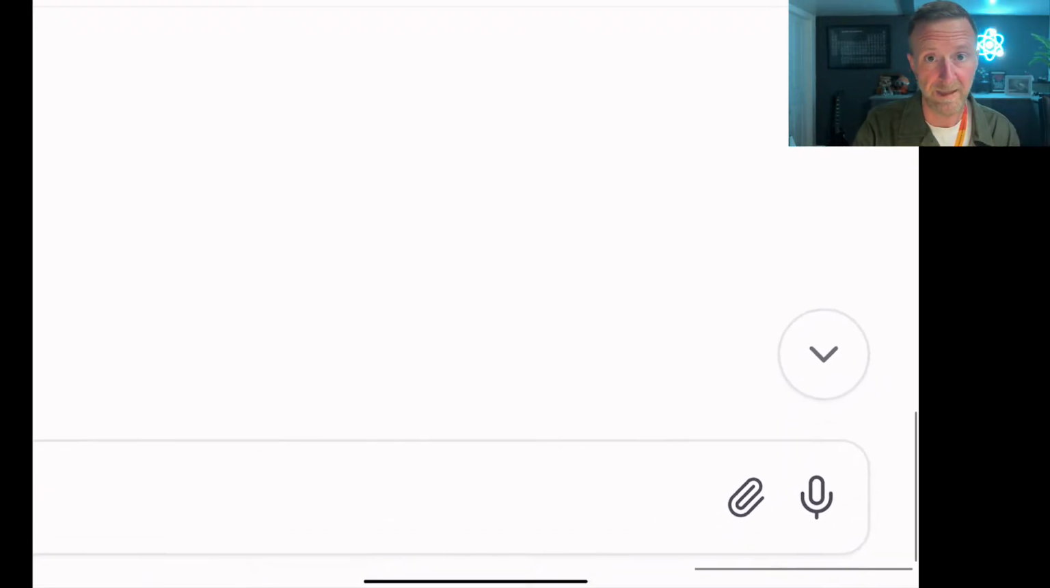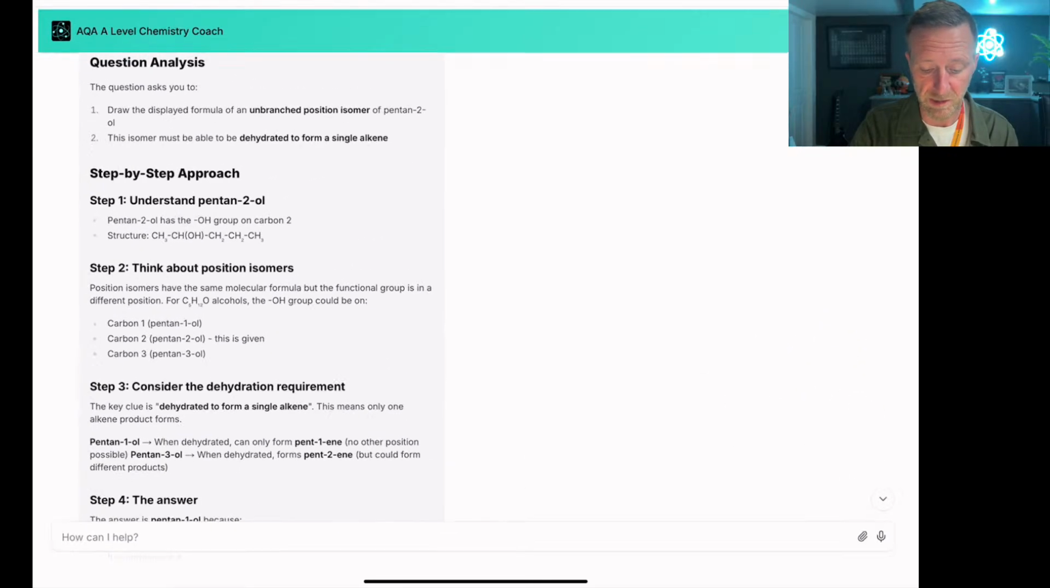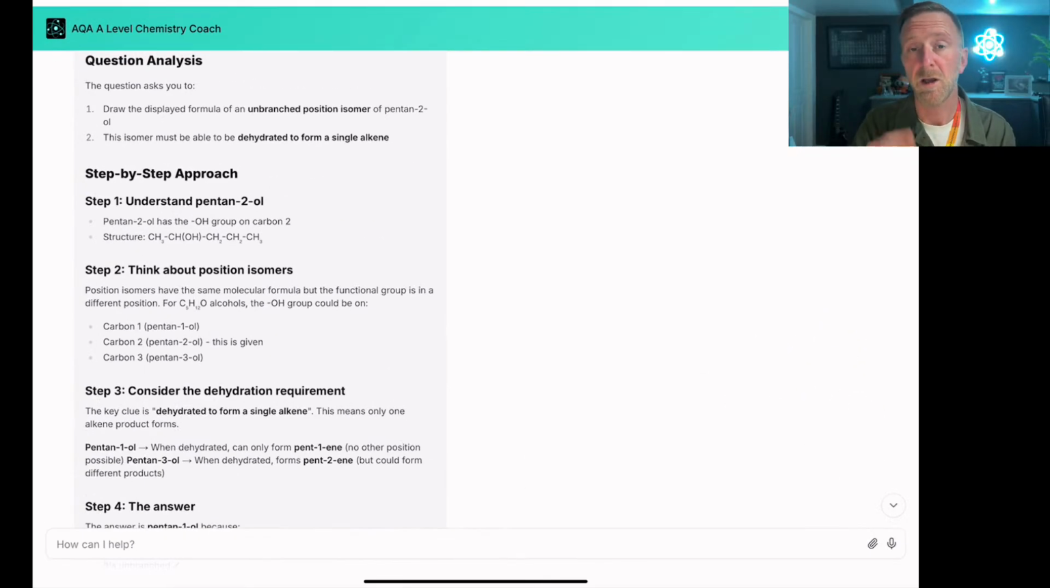Okay, that is where you can upload images or PDFs of your homework, and it will do the same thing. I don't recommend giving it the entire homework, but if you're stuck on a question, bang it in here, upload it, say, I need help with this. It will again analyze it and guide you through it, rather than just giving you the answer.